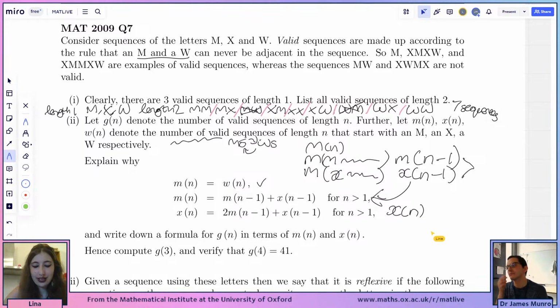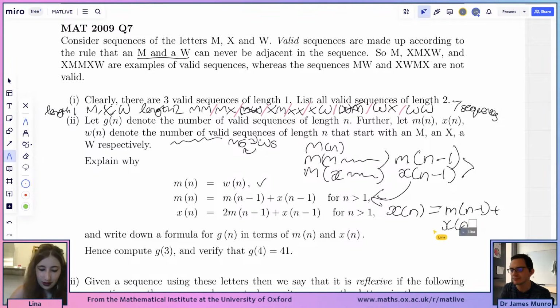So xn, we can look at it the same way by looking at what the next letter is going to be. But because it's x, it doesn't have any rules about the next letter. So it could be m, x, or w. So xn is going to be mn minus 1 plus xn minus 1. Oh, sorry, that's meant to be a minus. Minus 1 plus wn minus 1. And then we know here that mn equals wn, or in this case, mn minus 1 equals wn minus 1. So we could just get rid of this and replace it with another mn minus 1. So we've now got two mn minus 1s. So this gives us this equation. So we've proved our three equations here now.